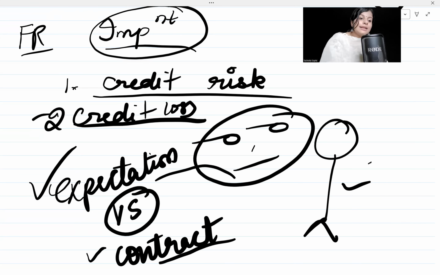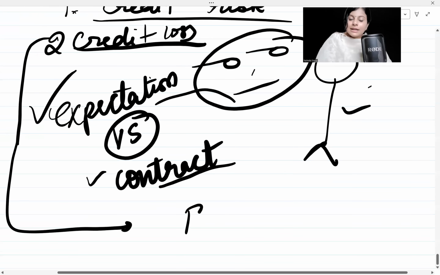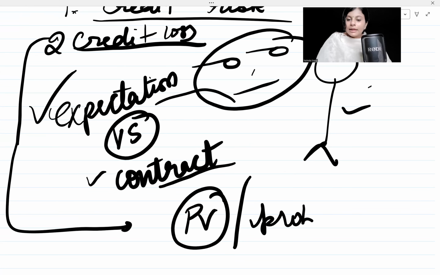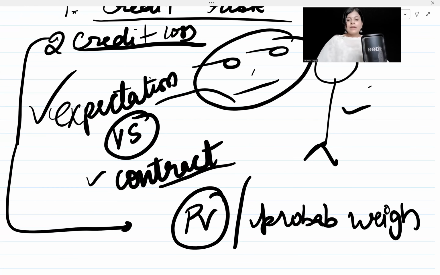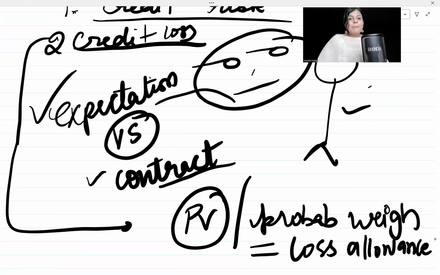Now, when you take this credit loss to its present value and you probability weigh it, that means you calculate expected value. Whatever you get is known as loss allowance, right? So this is what we mean by loss allowance, impairment of debt instrument.